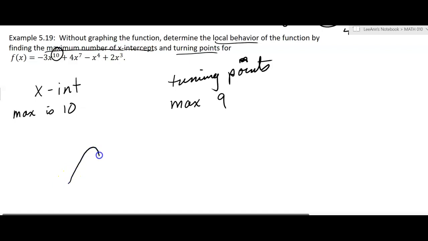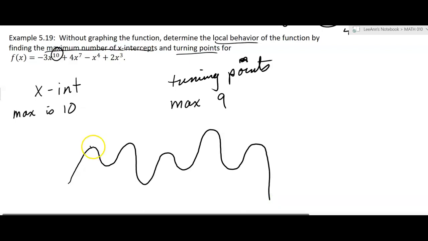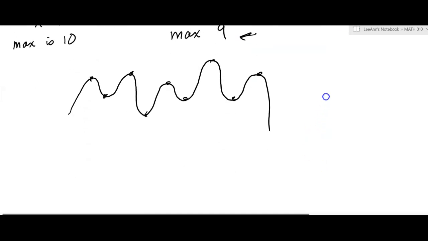It could go 1, 2, 3, 4, 5, 6, 7, 8, and 9. That would be the most. It could look like that. Probably doesn't, but it could look something like that. You do not want to graph that polynomial function. That would be very difficult to graph by hand. Okay? But that's the most number of turning points you could have. You don't have to have 9, but that's the most you can have.